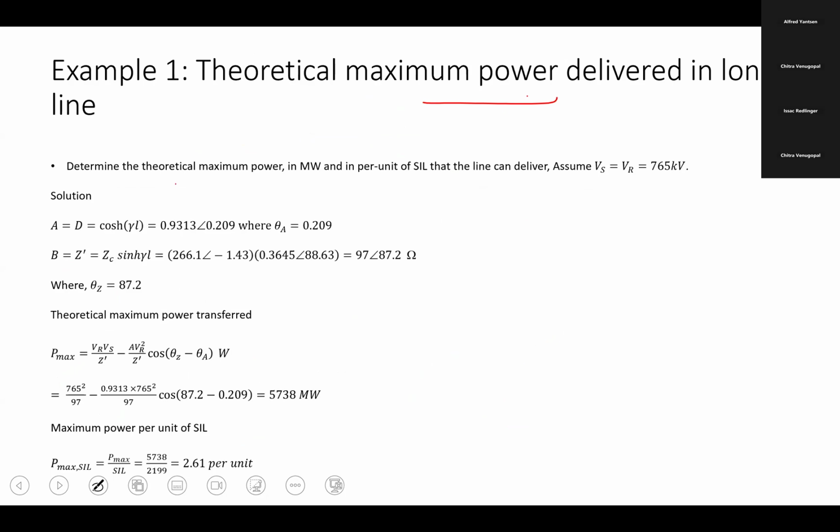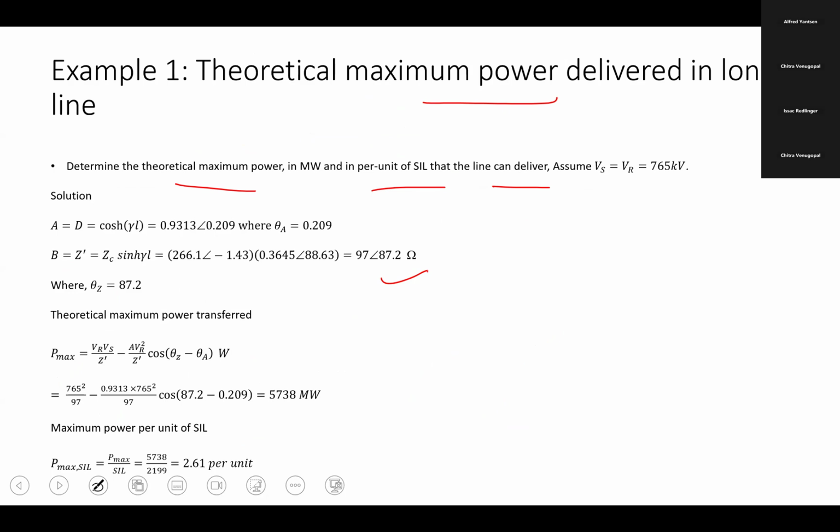The theoretical maximum power delivered, in per unit of SIL, that the line can deliver. What is the maximum power the line can handle? You need to know the maximum power that can be transported. The power the line can handle can be calculated from here.